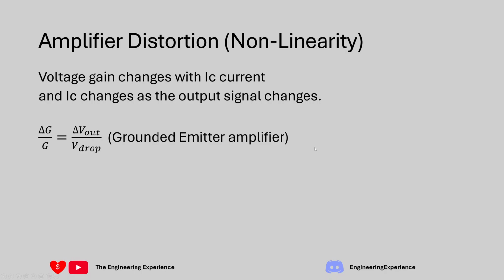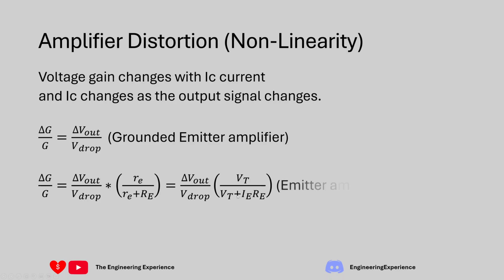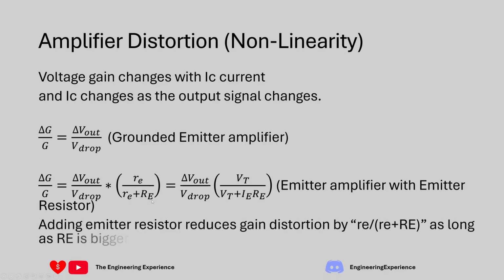We have two equations from the book that describe the change in gain compared to the change in output voltage. The equation that you see now is for the grounded emitter amplifier, and the equation on the bottom is for an emitter amplifier with a resistor added. As you can see, the change in gain is reduced by this factor, which is rE divided by rE plus RE, capital E. The small rE is internal to the emitter, and the capital RE is a component that you add to the circuit externally. As long as RE is much bigger than the intrinsic rE, we get a gain reduction by adding a resistor to the emitter of the NPN amplifier. If you want to learn more about the NPN amplifier, I have done a few videos on this previously.